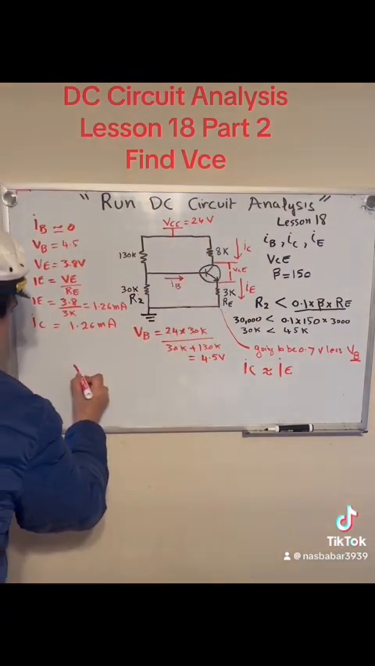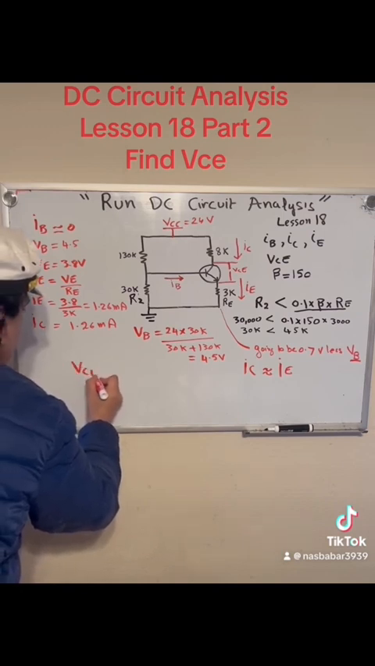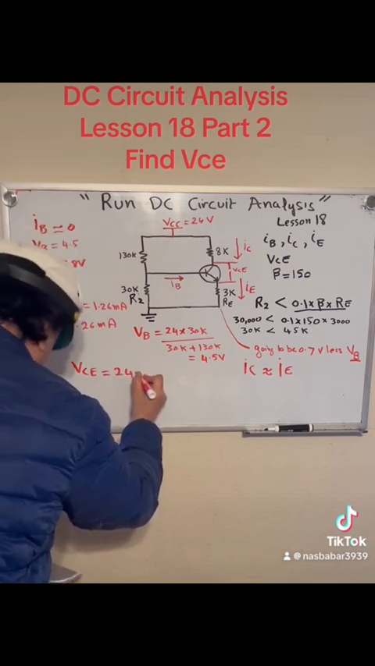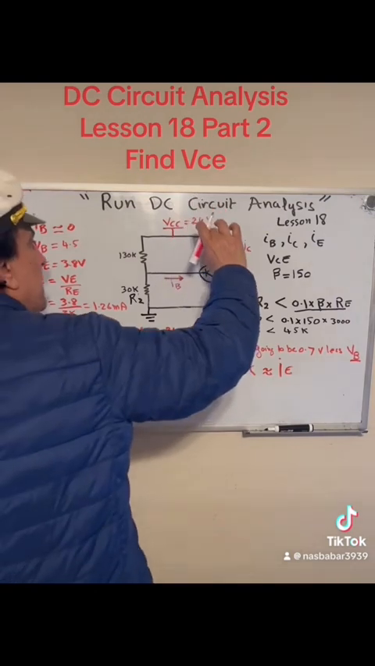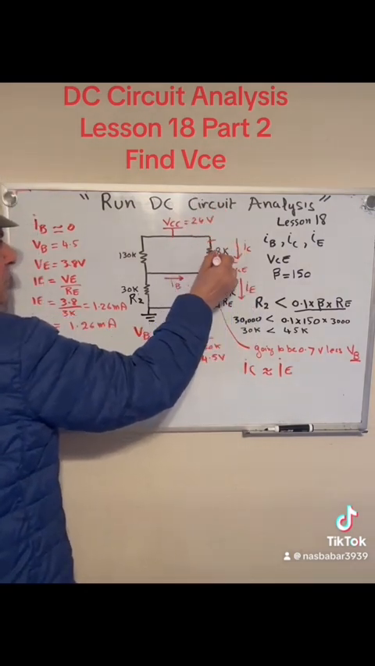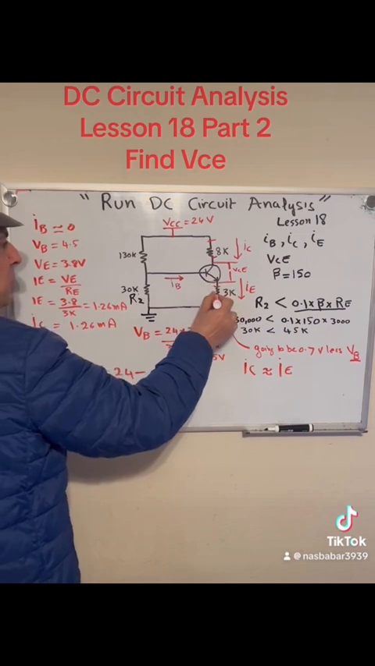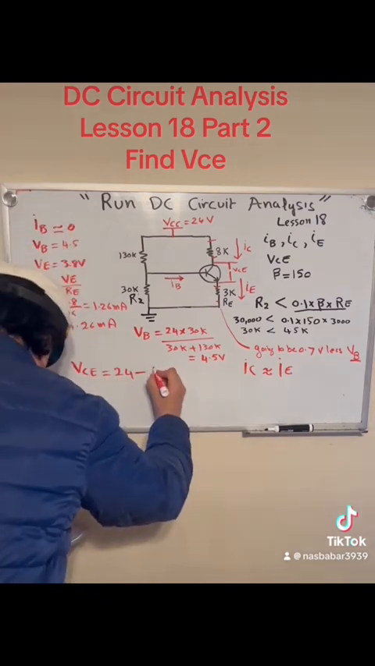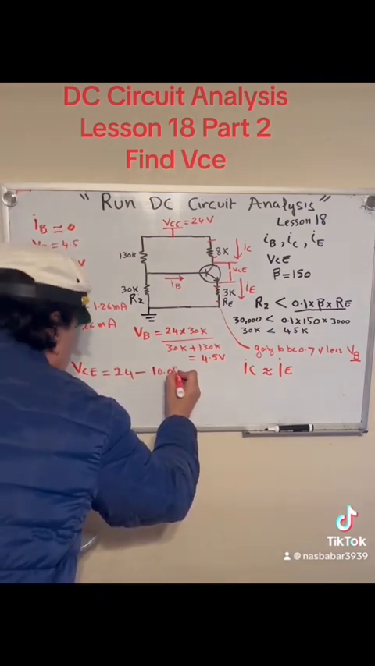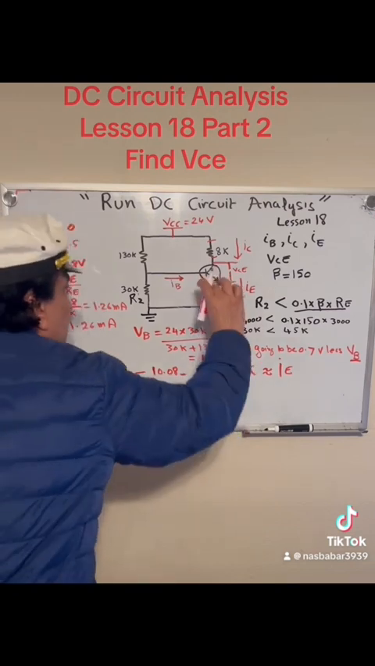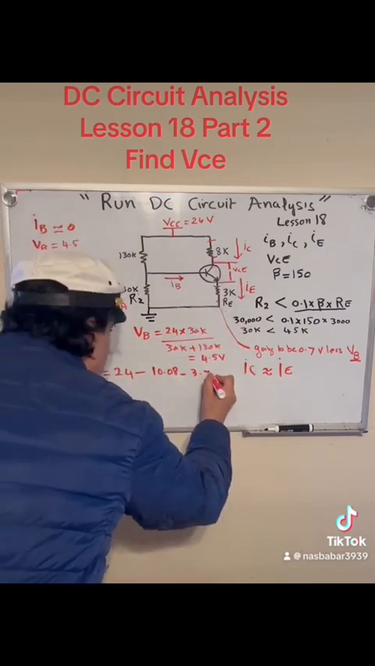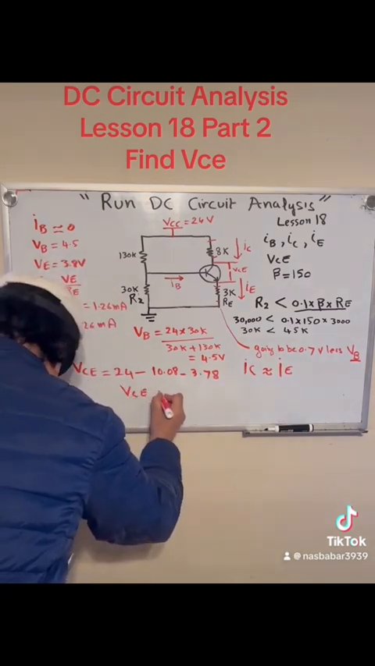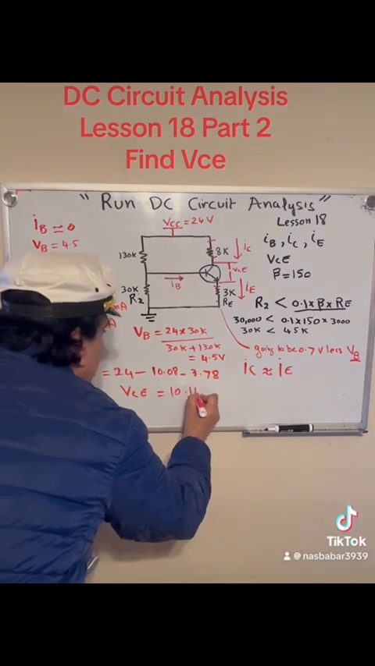If I think about it, the voltage at collector emitter is going to be 24 minus the voltage drop across 8K and the voltage drop across 3K. The voltage drop across 8K is 10.08 and the voltage drop across 3K is 3.78, and then the answer I get for VCE is 10.14 volts.